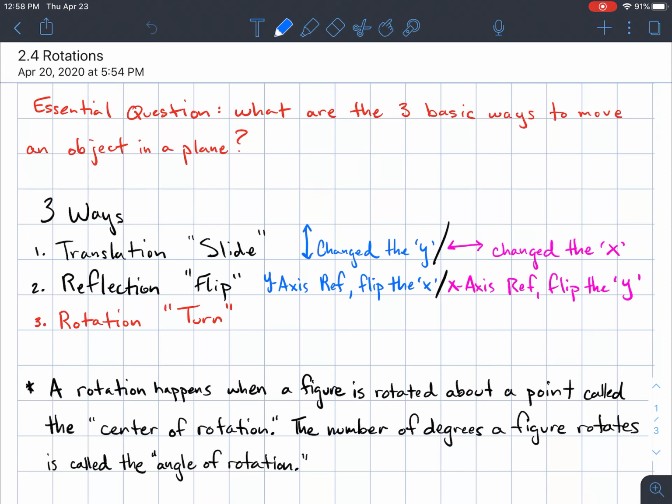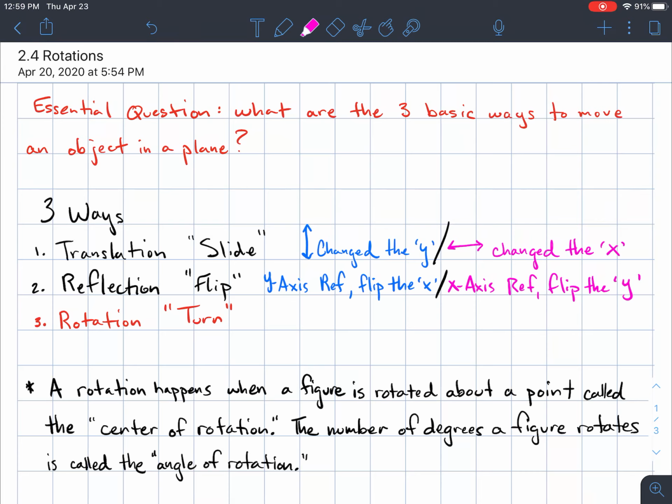The essential question: what are the three basic ways to move an object in a plane? As of right now, we should know the following three. So we learned translations, where you slide a shape. The y coordinate would slide either up or down, so you would either add going up or subtract going down to find the new y coordinate. And the same thing goes for the x. The x is moving either left or right. If you're adding to the x, it's going to the right. If you're subtracting from the x, it's going to the left.